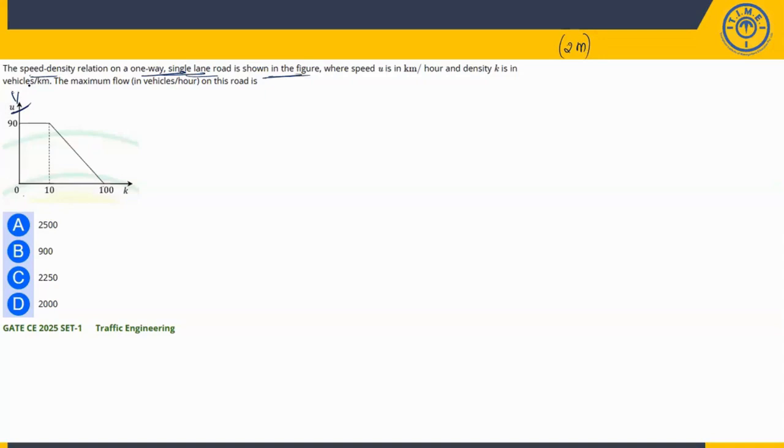Let us focus. Identify the slope on a density value of k from 10 to 100. What is the slope? Slope is how much? y equal to mx plus c. m equal to dy by dx, change in y upon change in x.